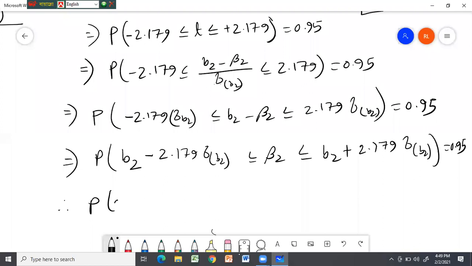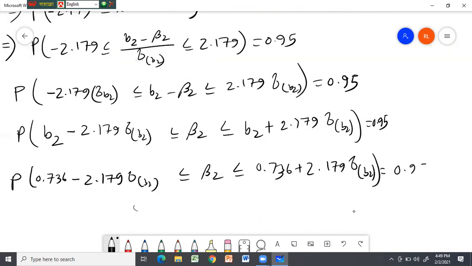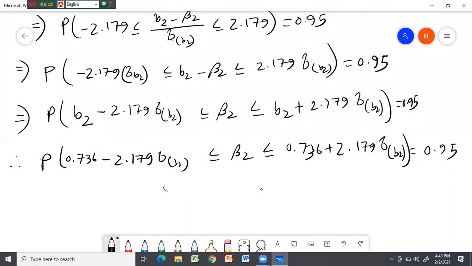Then I am just putting in the values: 0.736 by 9, multiply with this, and beta 2 is what you are constructing the confidence interval for. 0.736 plus 2.179, 0.95, is the 95% level of confidence, okay? So this is how we can construct the confidence interval for beta 2.